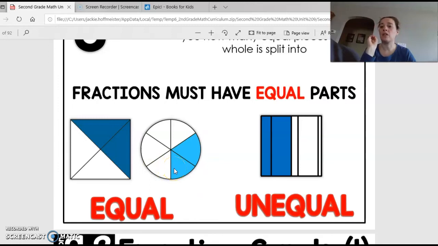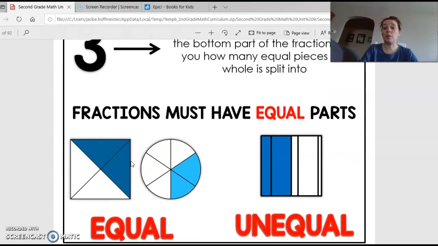Let's look at this guy. How many are shaded? What's my top number? What's my numerator? Right, 2. 2 are shaded. How many are all together in the whole thing? That's my denominator. 1, 2, 3, 4, 5, 6. Right, my denominator is 6. Okay.